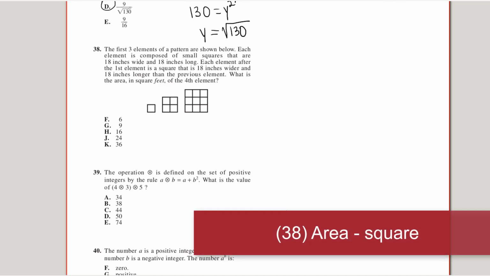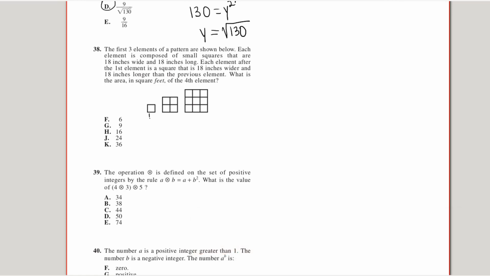Question 38 says that the first 3 elements of a pattern are shown below. Each element is composed of small squares that are 18 inches wide and 18 inches in length. Each element after the first is a square that is 18 inches wider. So basically we have 18 inches there, 18 inches there, which gives us a total of 36, and then the same thing on the width there. The length and the width are the same. What is the area in square feet of the fourth unit?